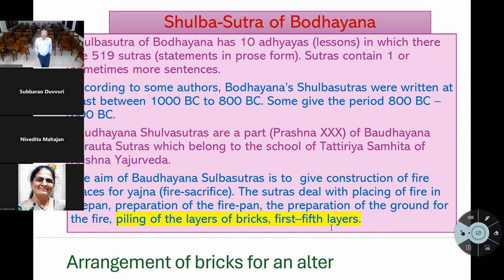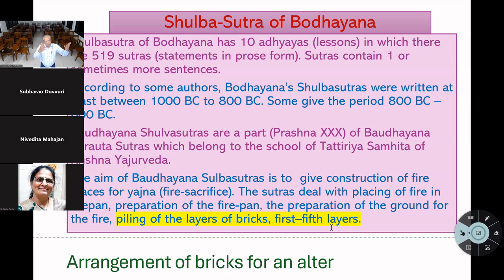So the Bodhayana Shulva Sutra was a part of the Bodhayana Shrauta Sutra. Shrauta comes from the Vedas, and you know that there is the Rigveda and the Yajurveda. So this is related to what is called the Krishna Yajurveda. Krishna means black and Shukla means white. So there is the Krishna Yajurveda, and the white one, that is the Shukla Yajurveda.